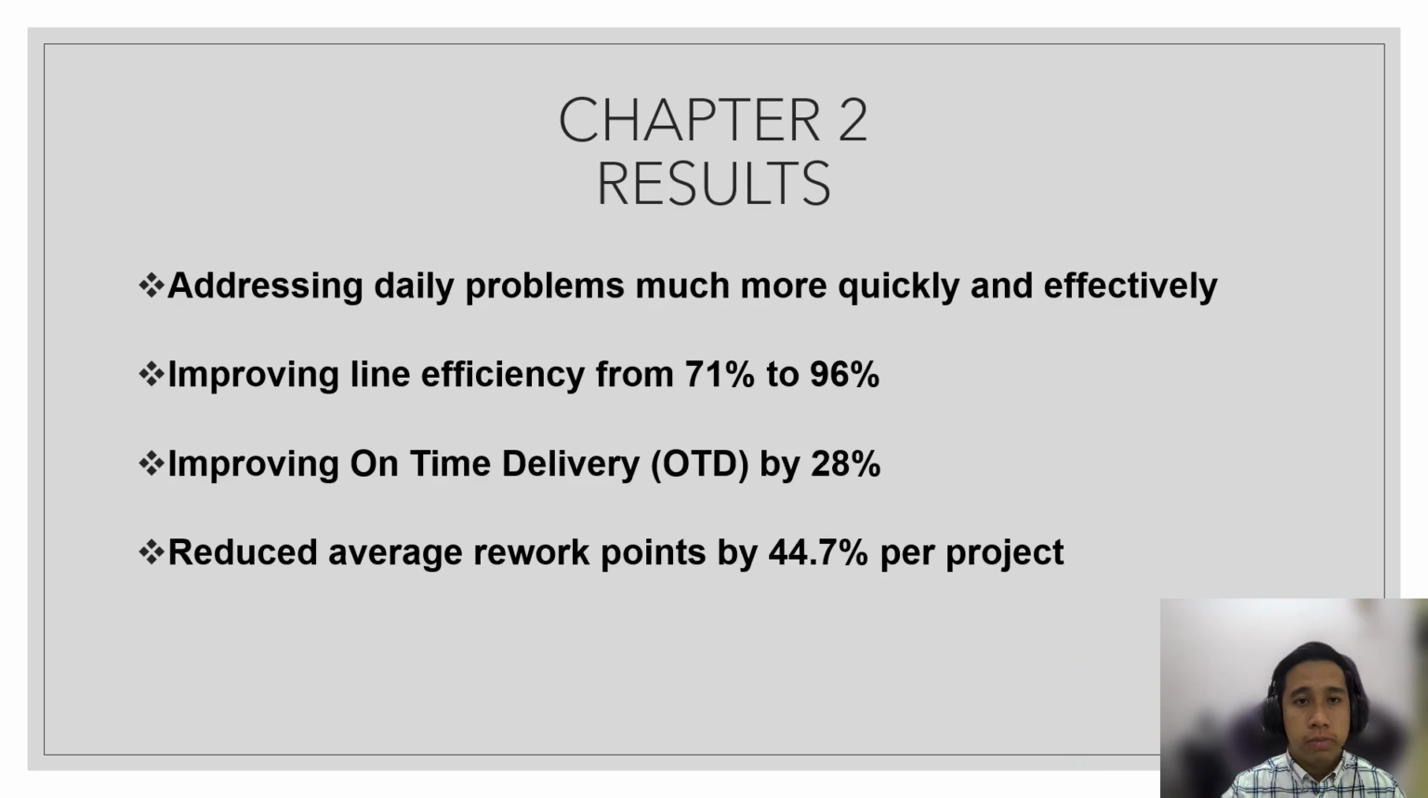Hello, Assalamualaikum. My name is Mama Haris, and I will present a detailed description of the results and output in this chapter. After one year of the Frontline Lean Leadership program, the management culture at the DMG Mori Shanghai plant has changed. In general, achievements include successfully addressing daily problems much more quickly and effectively. Next, improving line efficiency from 71% to 96%. Besides, improving on-time delivery by 28%. Lastly, reducing average revert points by 44.7% per project.